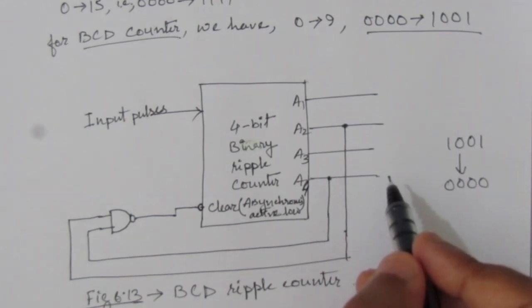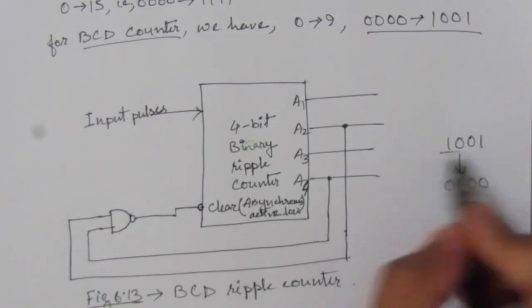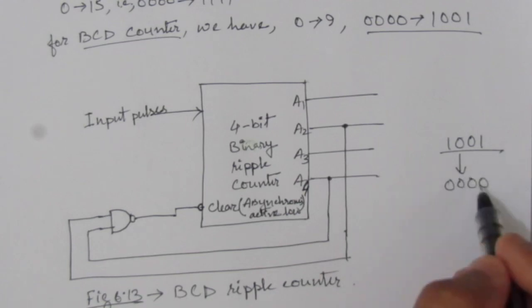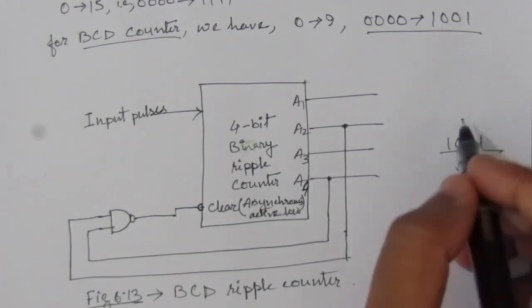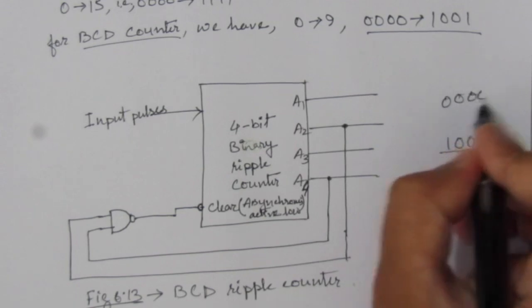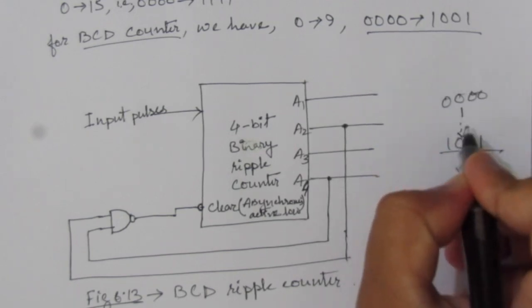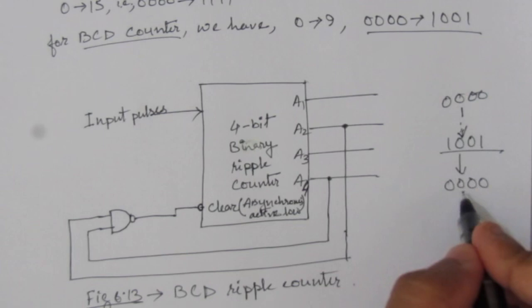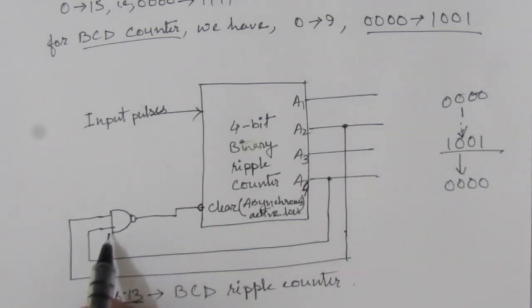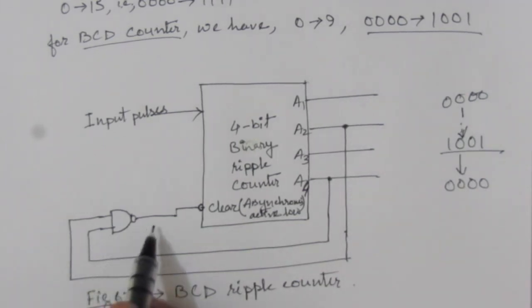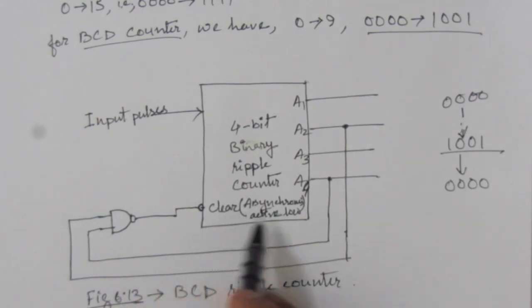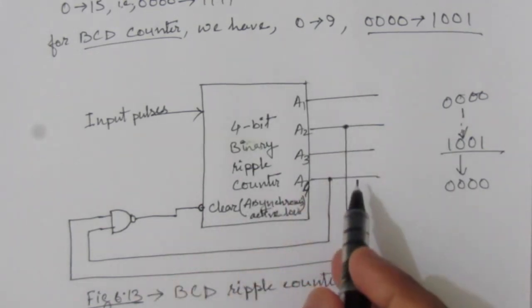As per the question, we have to design a BCD counter. That means after 9, whenever we get a 10, it should be reset to 0. After getting this 9, with the next pulse, it should go to 0000. So it will count from 0000 up to 9, and after 9, it will go to 0000. We have used a NAND gate here, and the output of the NAND gate is connected to the clear. This clear is an asynchronous active low input. Whenever it is activated, it will clear all the outputs to 0000.